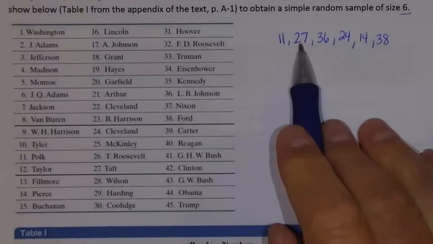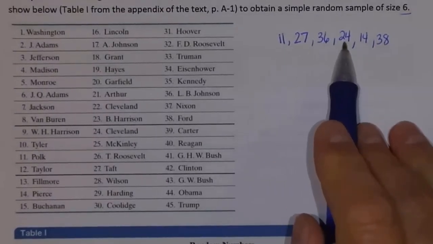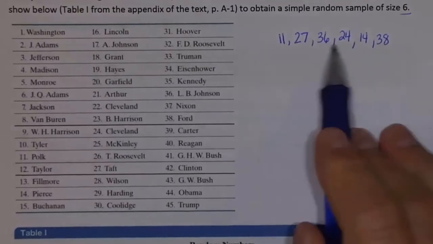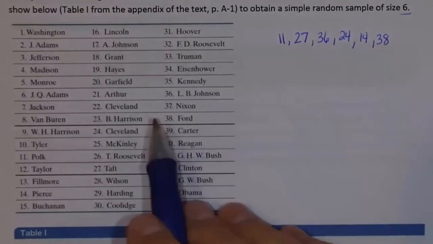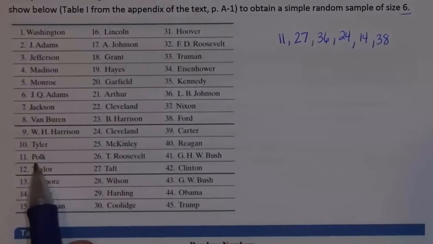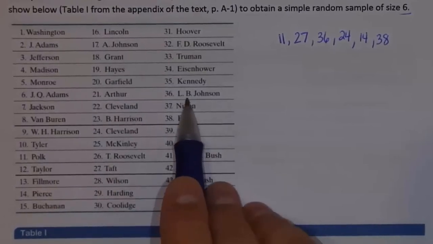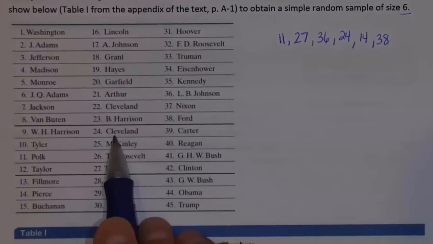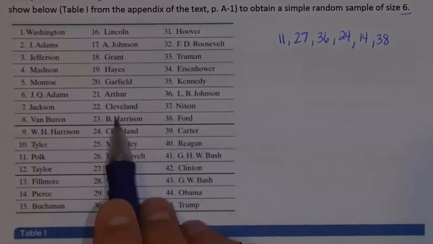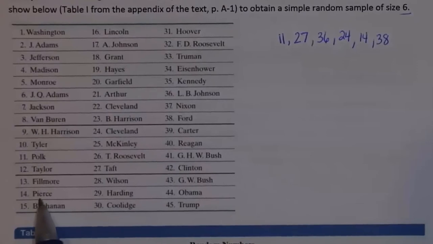So we had 11, 27, 36, 24, 14, and 38. Those are the numbers of the individuals. So again, that would be Polk, Taft, LBJ, Grover Cleveland, Pierce, and Ford. Those would be the 6 presidents that make up my sample.